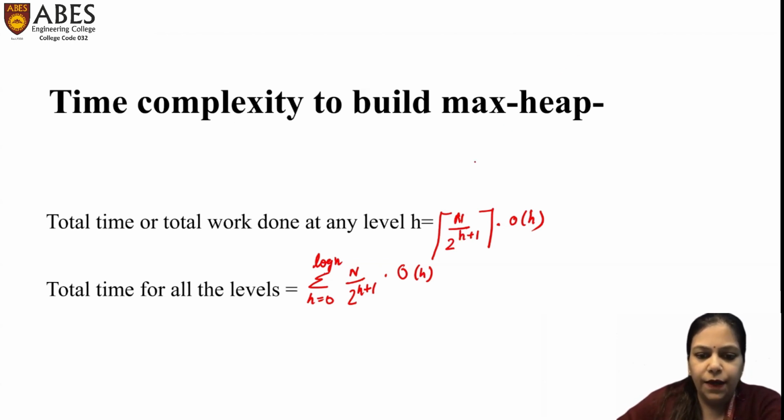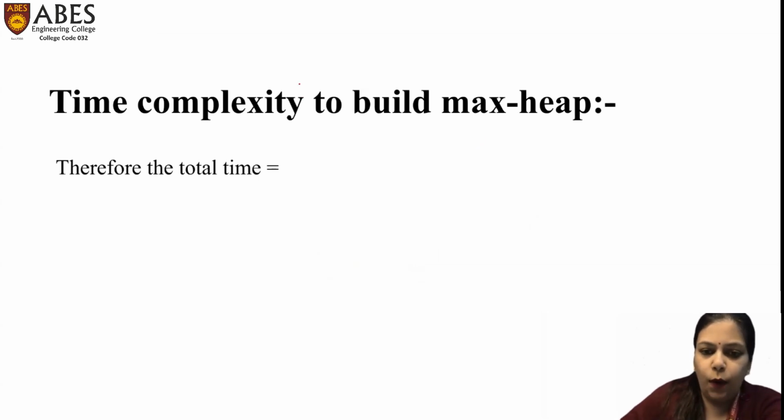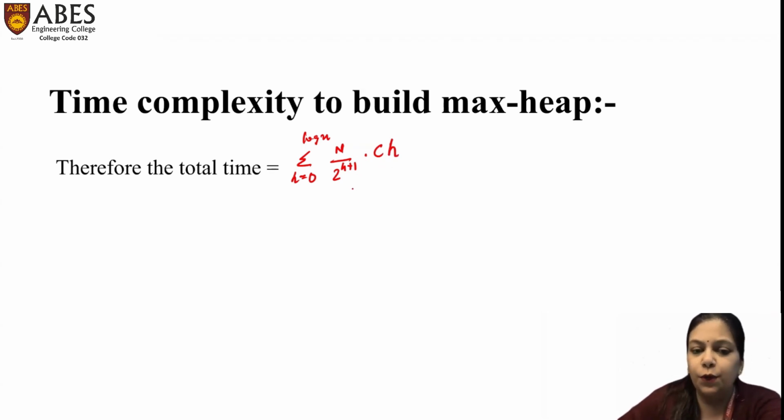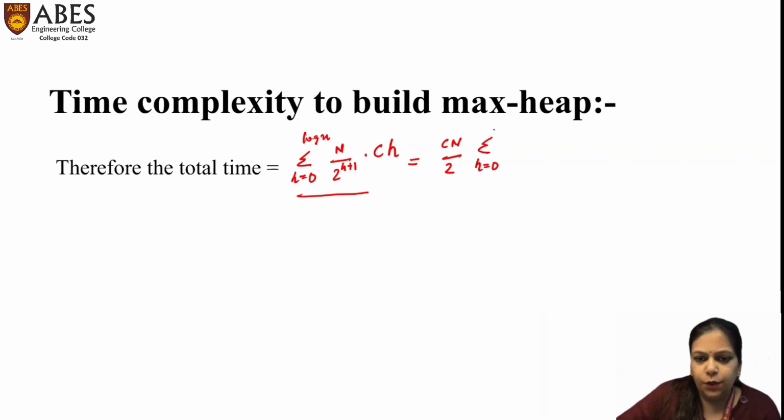So we can say that the total time required by the build max heap algorithm is summation of h equals 0 to log n, n upon 2 raised to the power h plus 1, into O of h. And O of h can be represented as C of h, that is constant times h. We know this by the definition of asymptotic notations. Now, we can see here that C and n are constant, so we can take them out. And 2 is also constant. This is equal to summation of h equals 0 to log n, h upon 2 raised to the power h.